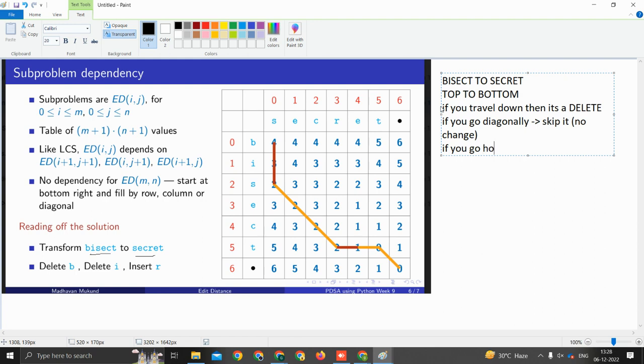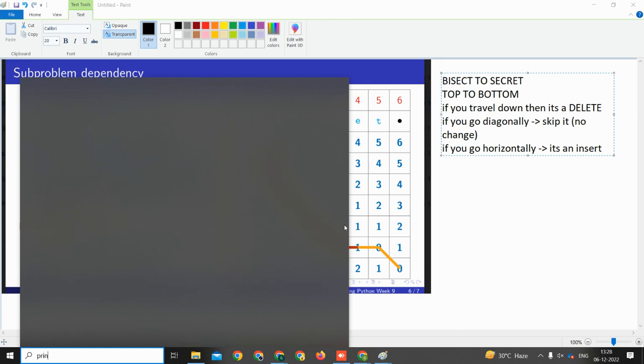Okay, so if we go horizontally, it's an insert. Okay, yeah, got it. Yeah, this much is done.